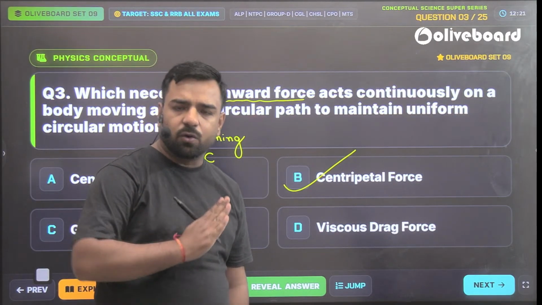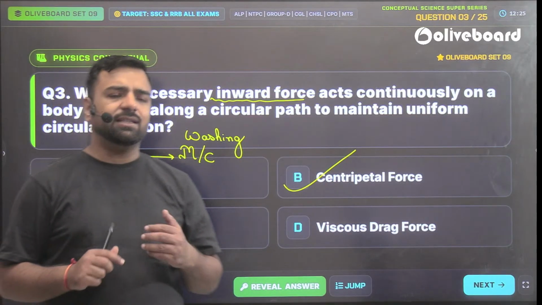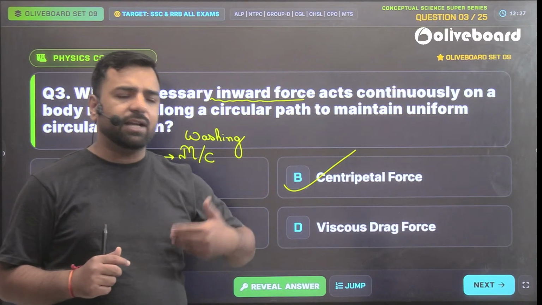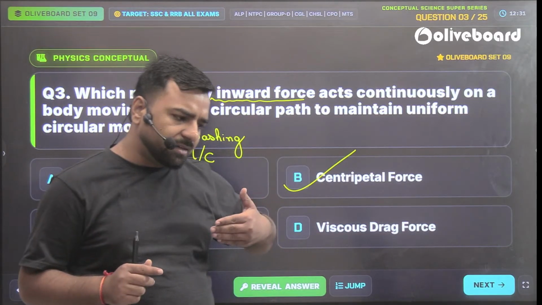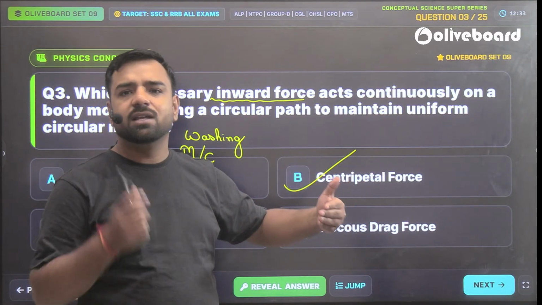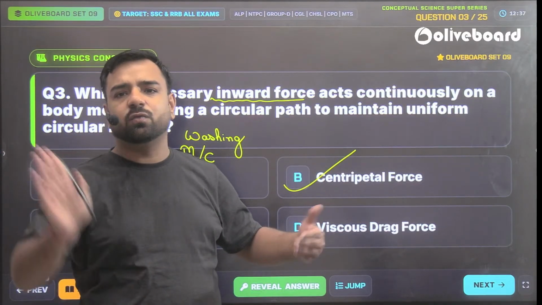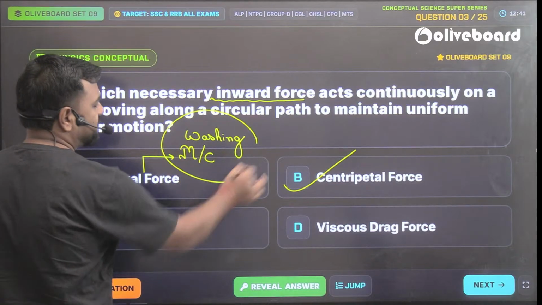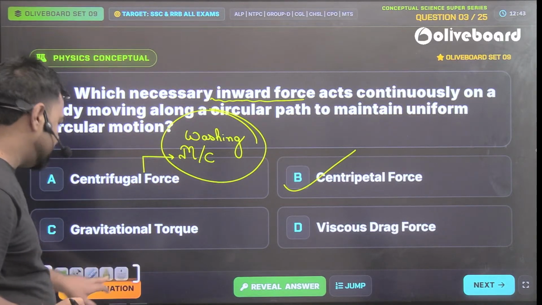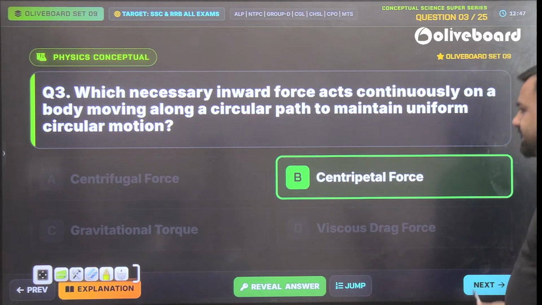Yes, water tends to move outwards, but apart from this, you can even take the example of a bike when you are riding on a highway. When you tilt your bike, the centripetal force is acting inwards, but the force that is trying to balance it is acting outwards. That's the centrifugal force. This question is asked in the examination, so you must remember this. But here the correct answer was centripetal force. I guess this section is clear.